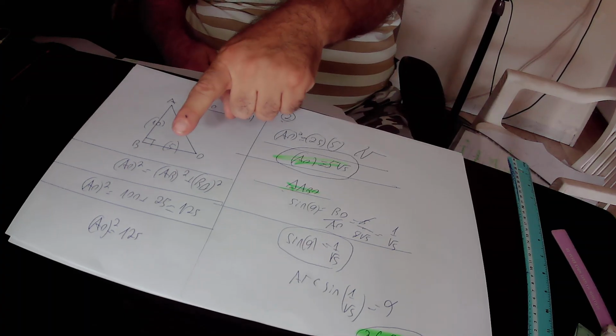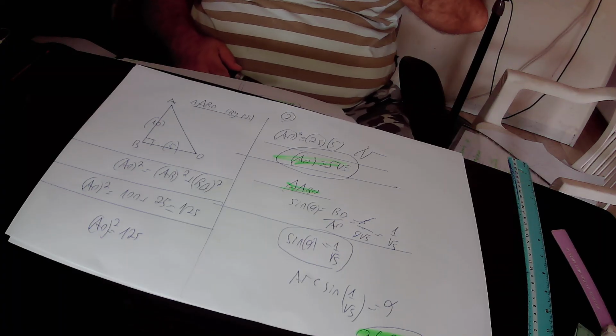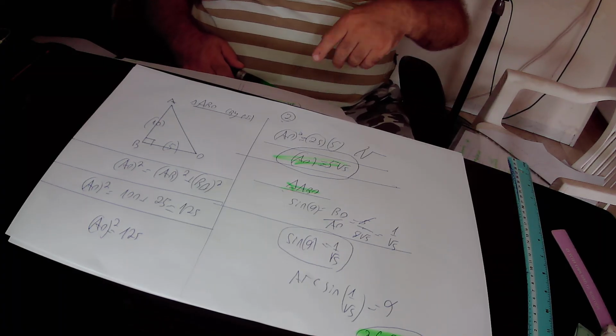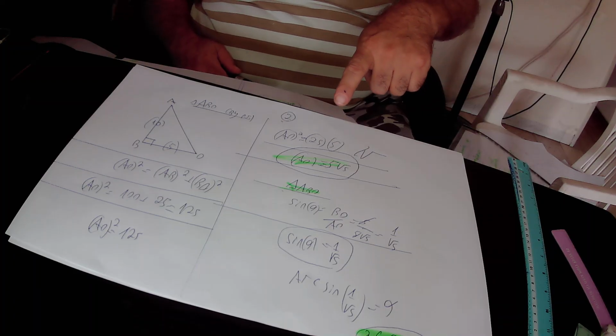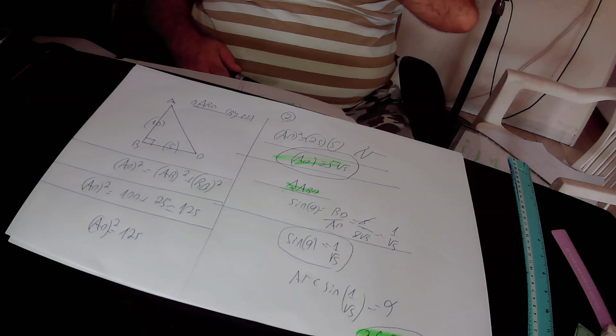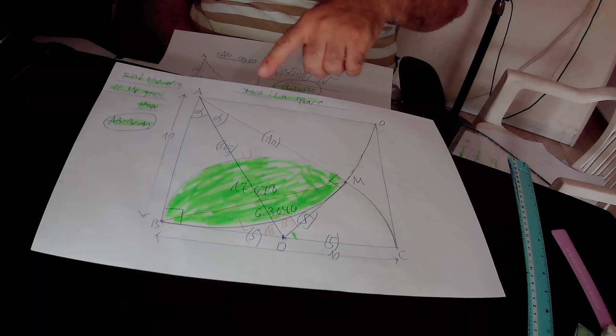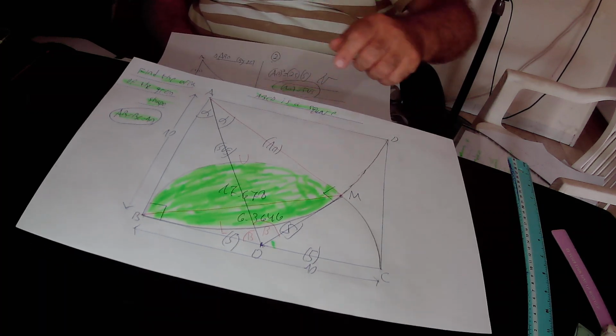So we substitute 125 by 25 times 5. So AO squared equals 25 times 5. Here we took out of the root the square root of 25, that is 5, so inside the root we left only 5. So in total, AO equals 5 times square root of 5 units. This is side AO, which equals 5 times square root of 5 units.